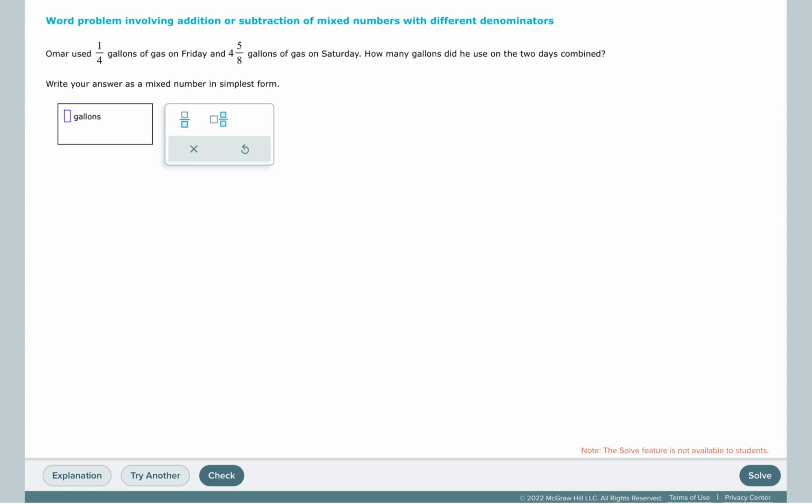This topic is some word problems that involve adding and subtracting mixed numbers. So this first one says Omar used 1/4 gallons of gas on Friday and 4 5/8 gallons of gas on Saturday. How many gallons did he use on the 2 days combined? So in this case, because we're combining the 2 days, that means we're going to add. So I'm taking our 4 5/8 and adding 1/4.